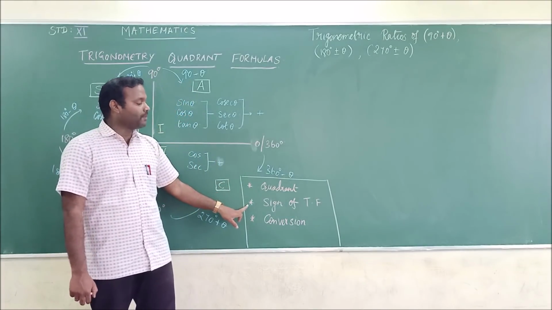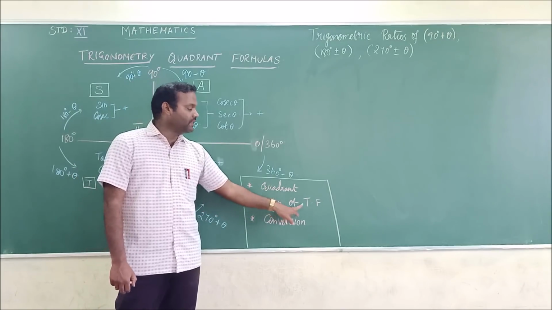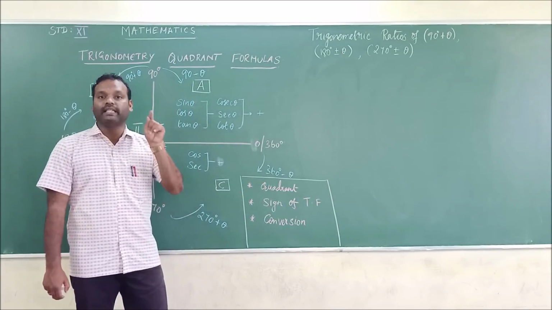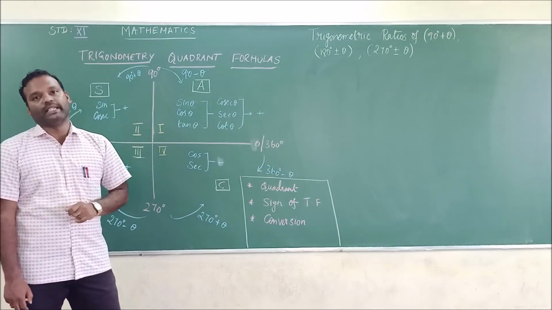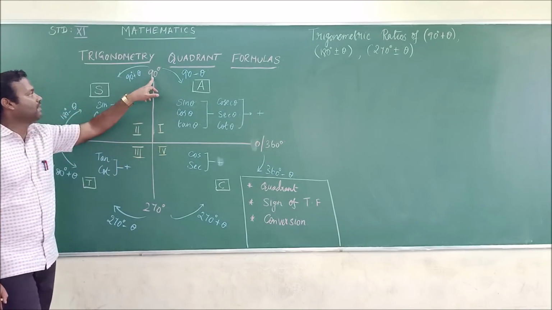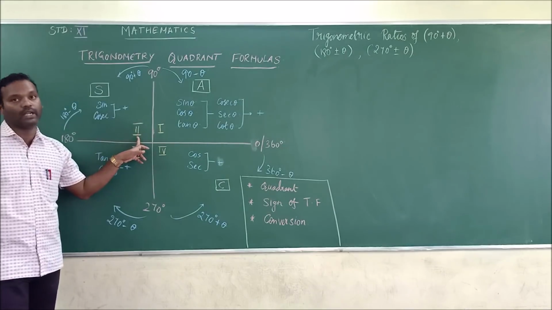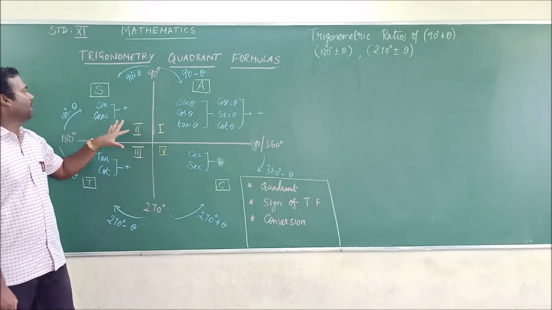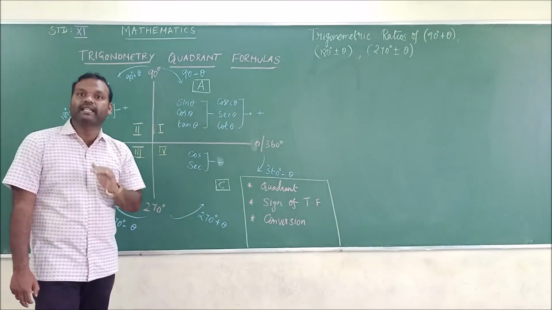Next step, you have to write the sign of the trigonometric functions in that quadrant. Suppose you have 120 degrees. 120 degrees lies between 90 and 180. That is the second quadrant. In the second quadrant, sine and cosecant alone are positive, and the others will be negative.